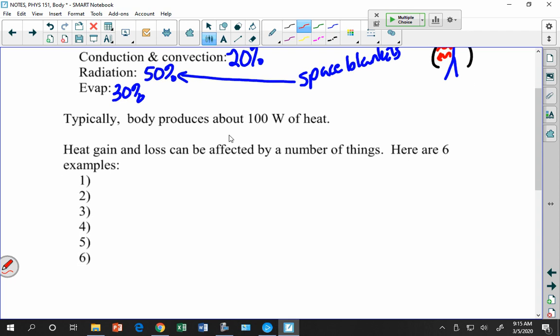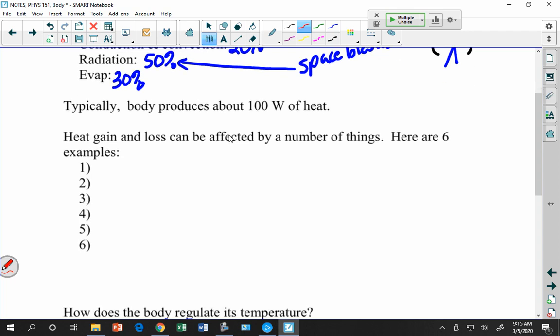Okay, so heat gain and loss. Here are 6 examples of things that you can do to affect your heat gain and loss. The first thing you can do is you can take cool or hot showers. It's a good idea to take cold showers. Actually, there's this guy, he has a podcast, the Get Fit guy, and one of the things that he talks about to increase your metabolism, I know that nobody does this, is to take a cold shower instead of a hot. You take cold showers?